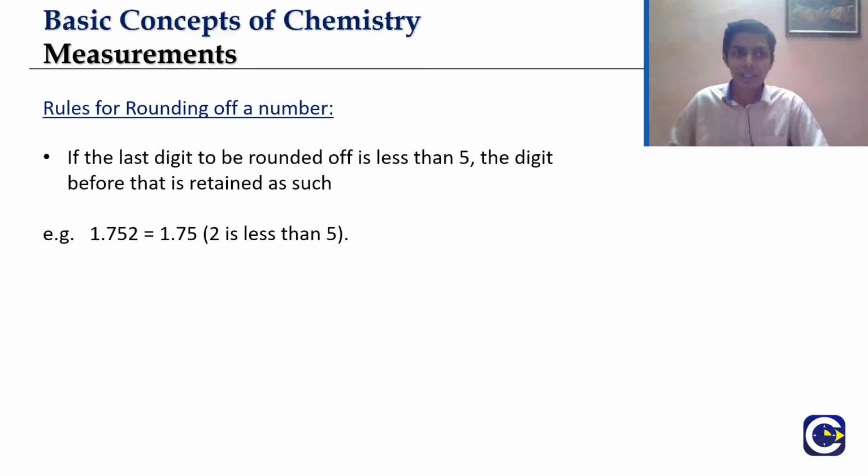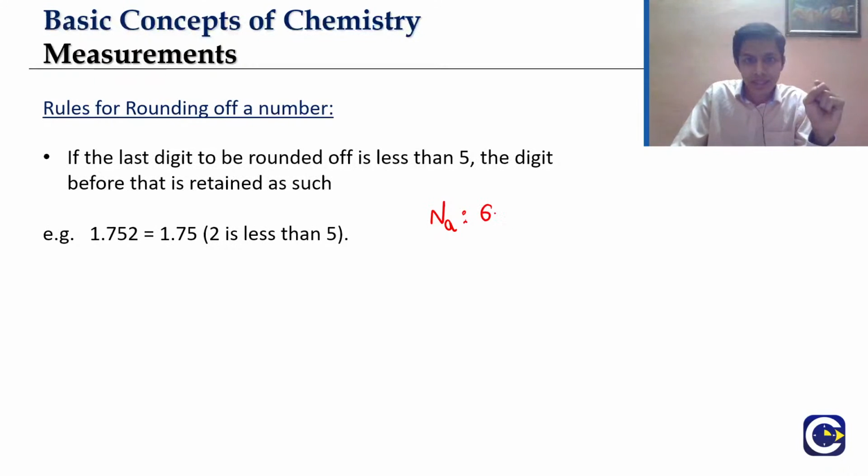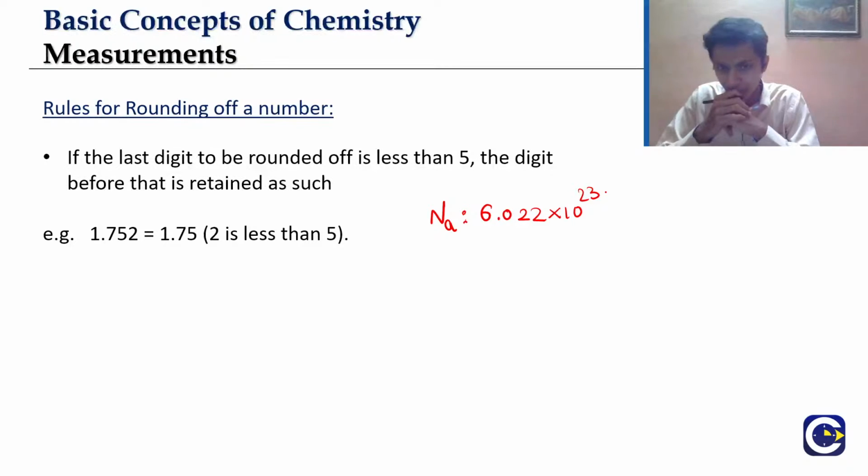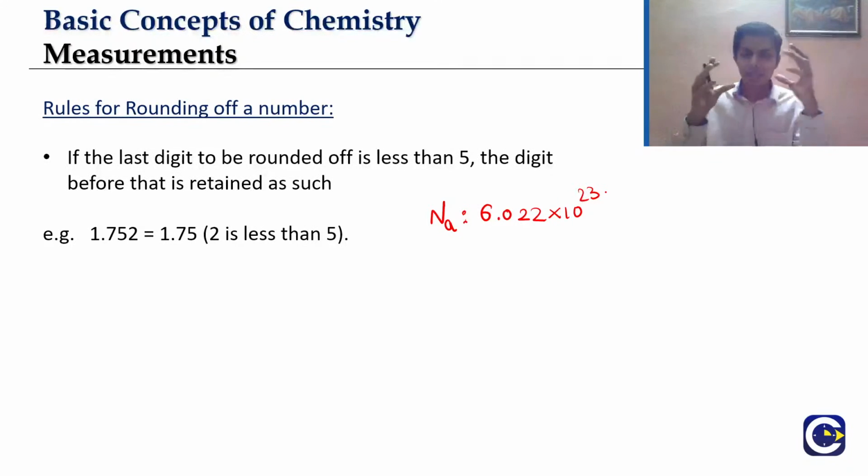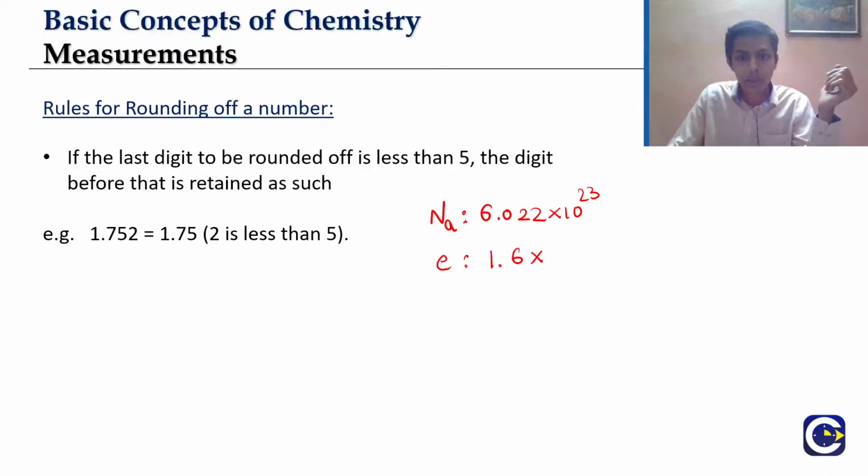So, going with the explanation, chemistry is such a subject which has a vast range of values. Okay, if you take Avogadro number, I think you might have learned about this in 10th. It is 6.022 into 10 power 23. And there are very small values, like the charge of an electron, which is 1.6 into 10 power minus 19 coulomb.